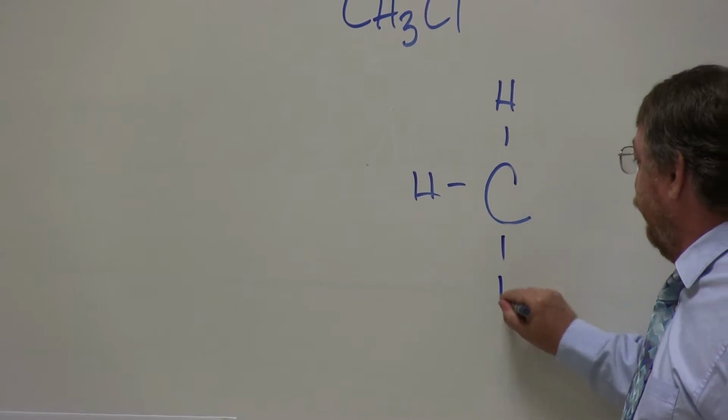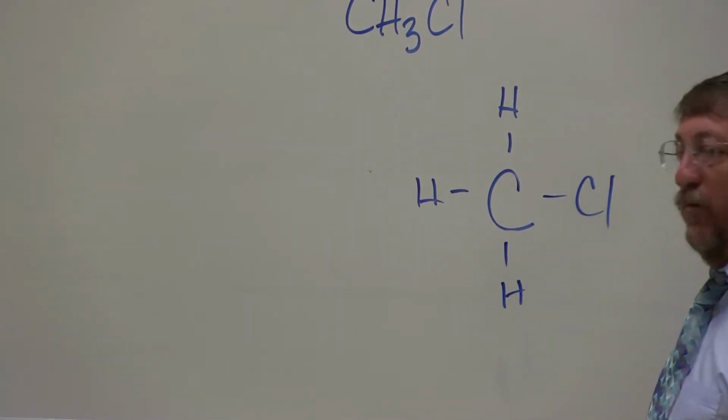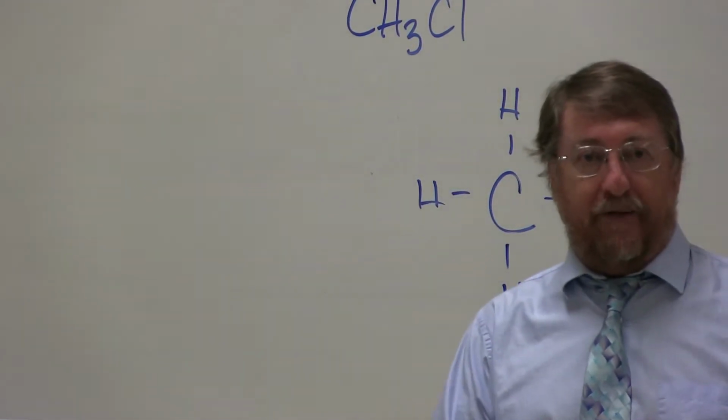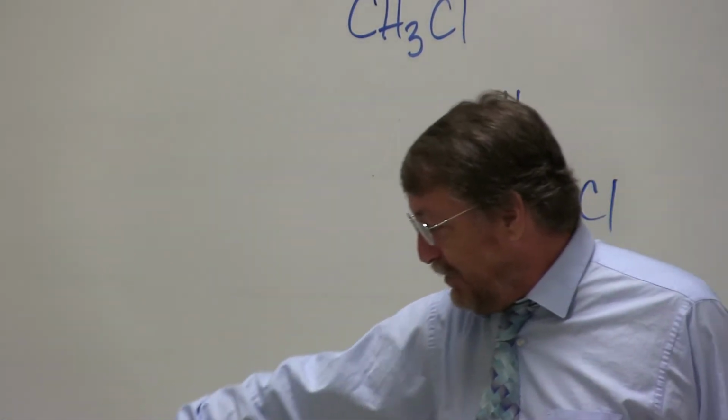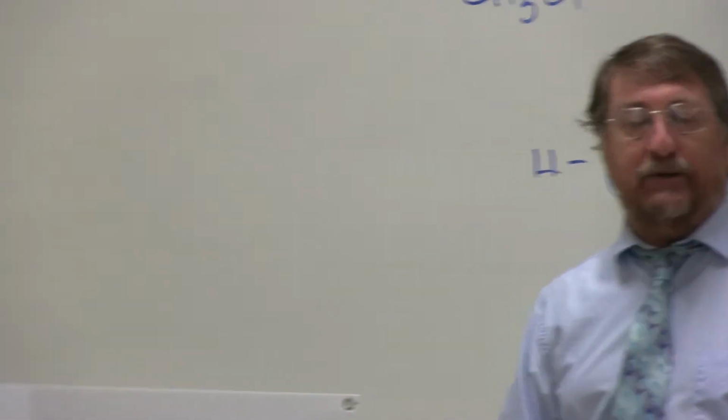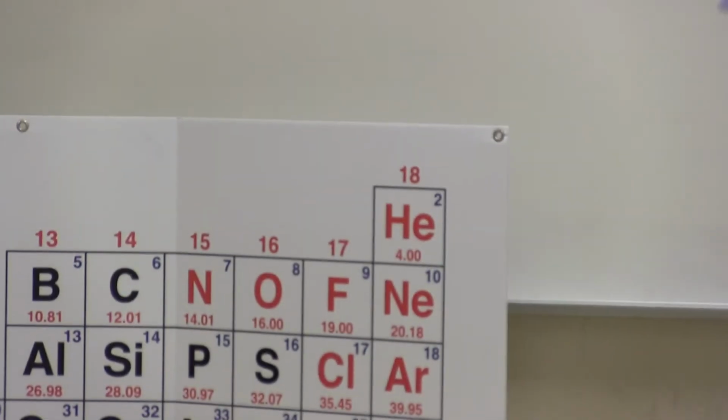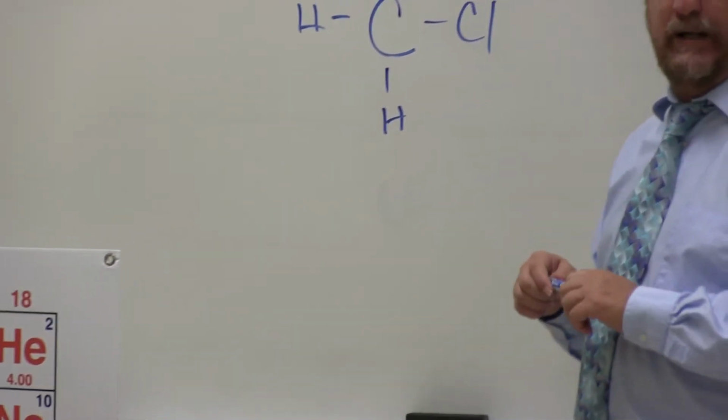Now we know every other element wants an octet. We call that the octet rule. They're trying to achieve 8 electrons because the noble gases are the s2p6 combination, which is 8 electrons. So carbon wants 8 electrons, and chlorine wants 8 electrons.